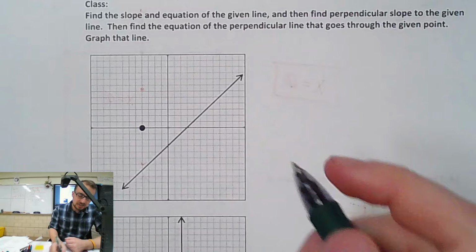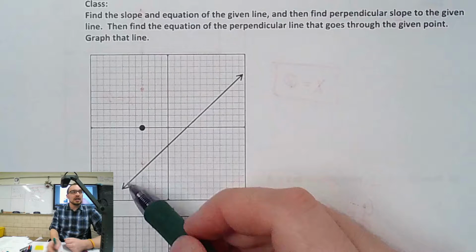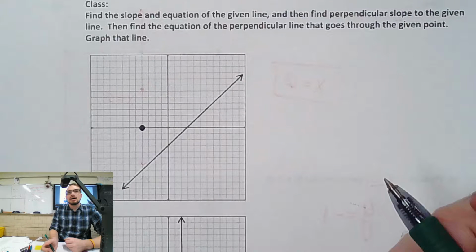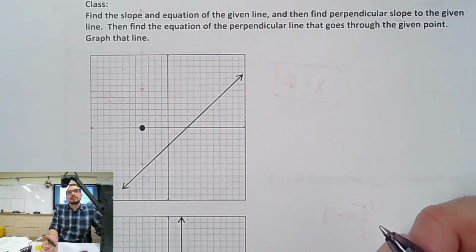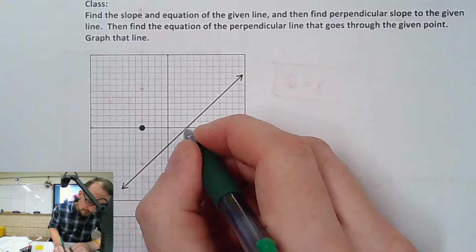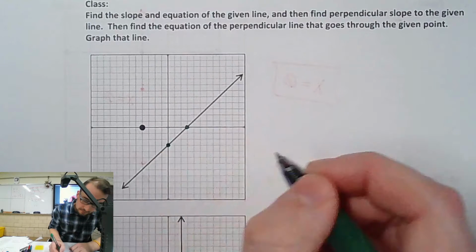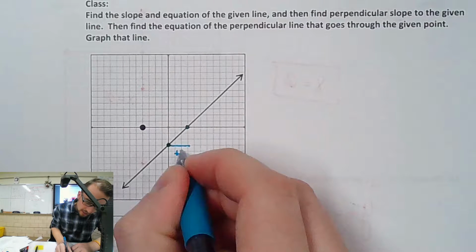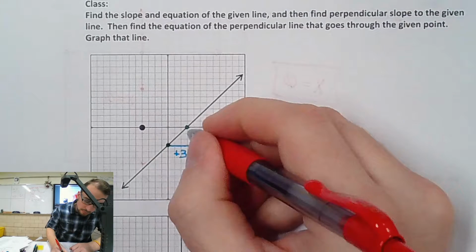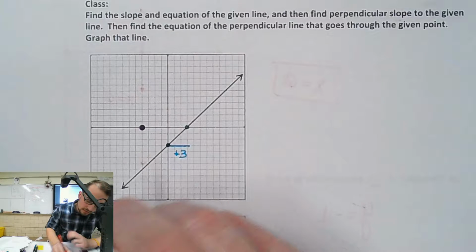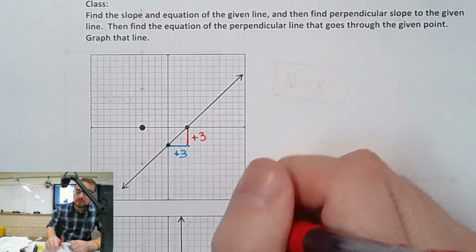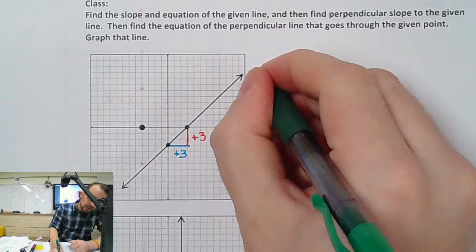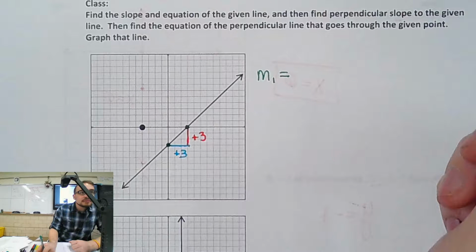So it says find the slope. How are we going to find the slope of the given line? How about pick 2 points and see how far they are apart, right? Here's a point on the line, and here's a point on the line. I go over 3 to the right, so that's positive, and I go up 3, so that's also positive. So our slope is 3/3, which means if we reduce it, the slope is 1.